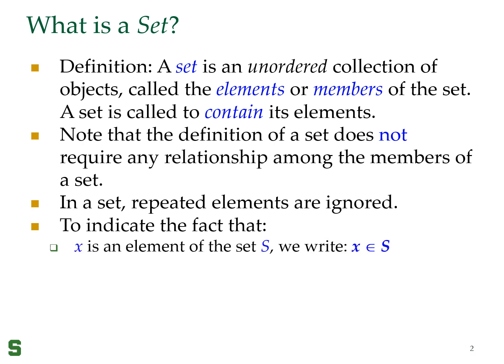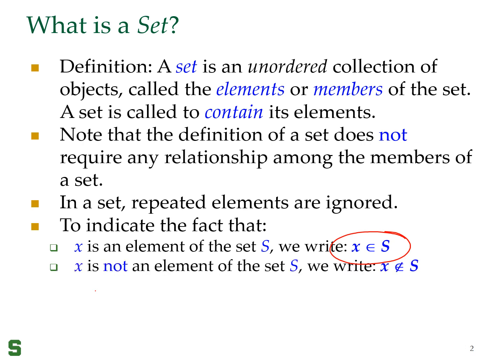To indicate the fact that x is an element of a set, we write: x belongs to S. To say that x is not an element of S, we write x belongs to S and then we cross it out.